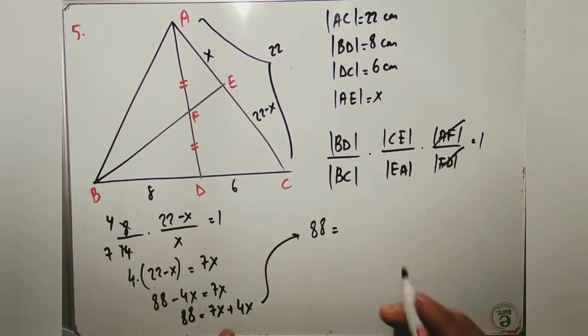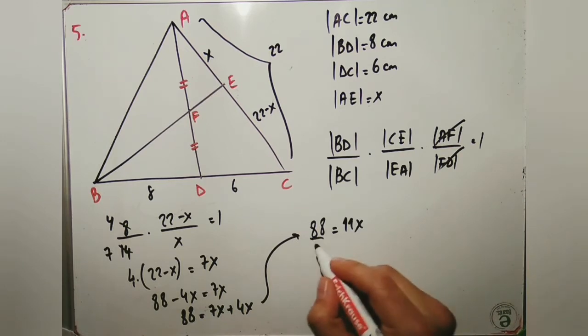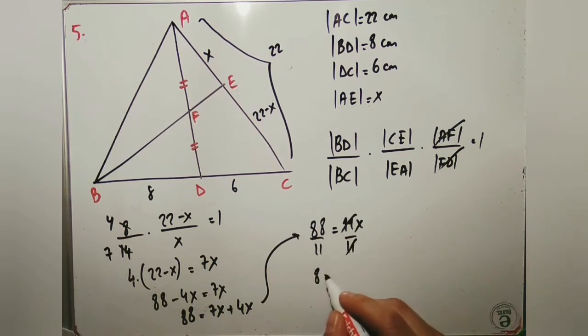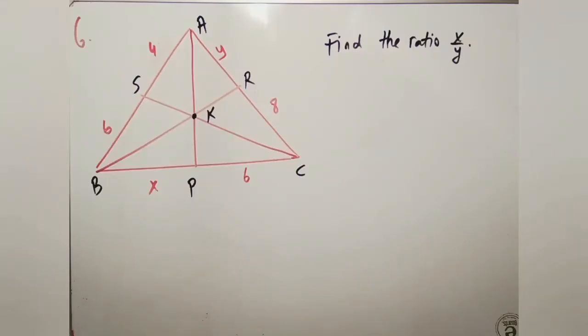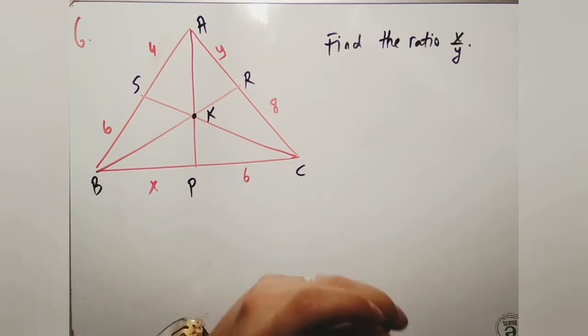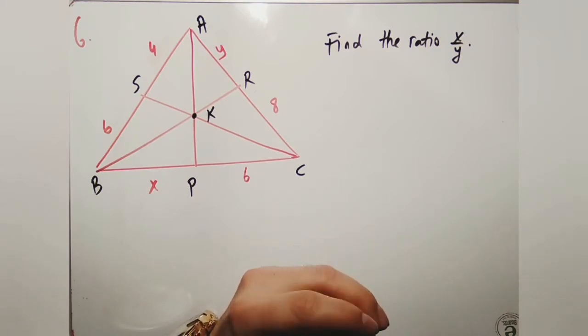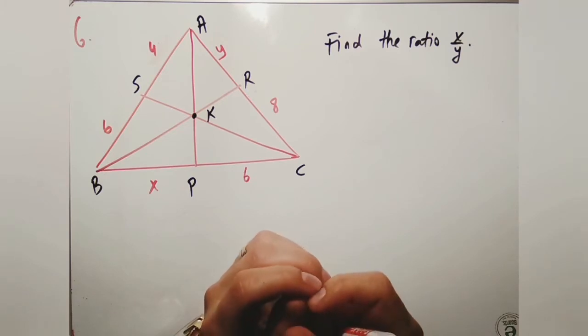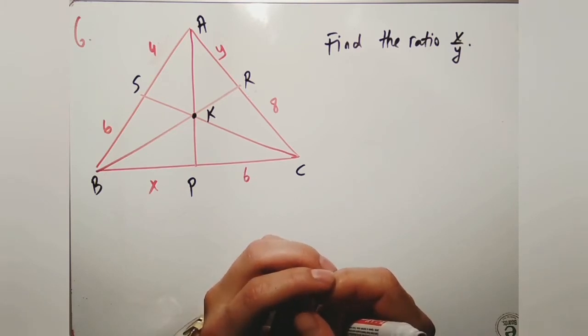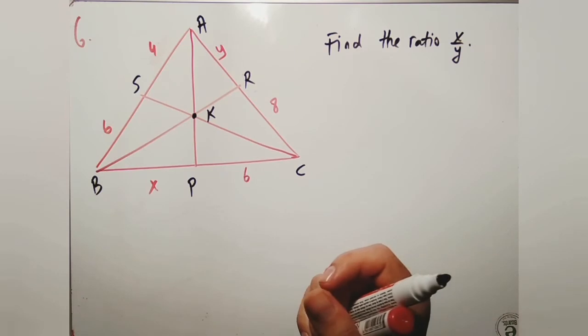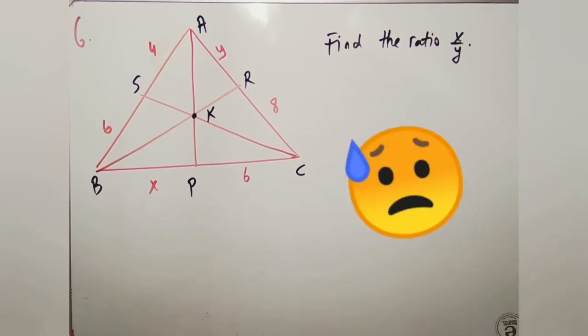So 88 is 11x. Divided by 11 on both sides, x happens to be 8 centimeters. Question 6 says, K is the intersection point of AP, BR, and CS, and the length of BP is x centimeters, PC is 6 centimeters, CR is 8 centimeters, AR is y, AS is 4, and SB is 6 centimeters. So we have to find the ratio of x and y.